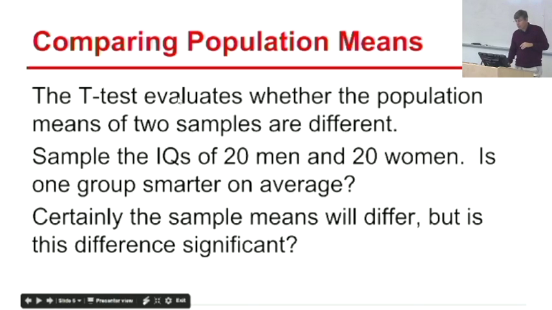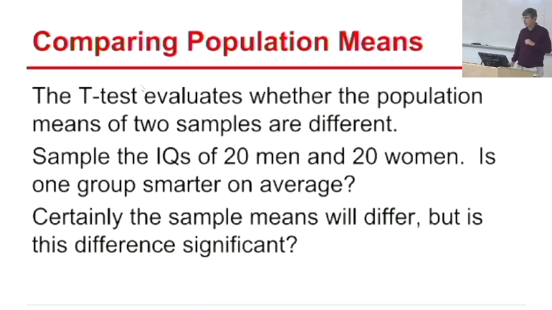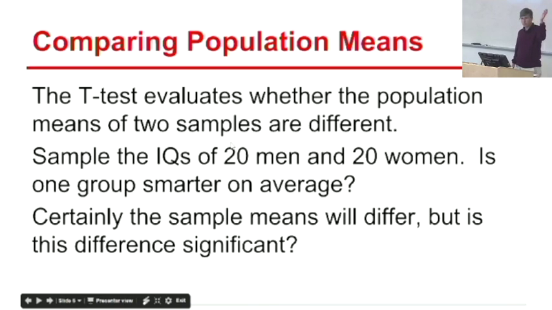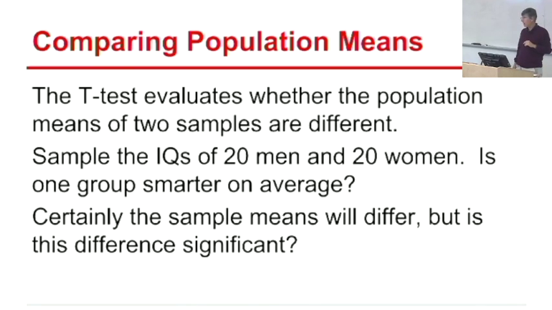But basically, there are a bunch of different statistical tests that try to get at the idea of significance. And the t-test is one that, given two different samples of a population, tries to tell whether or not the populations they're sampled from are different. So suppose I took 20 men, randomly sampled, and I get their IQs. And I randomly sample 20 women and I get their IQs. If I take the averages of these samples, what's going to happen?